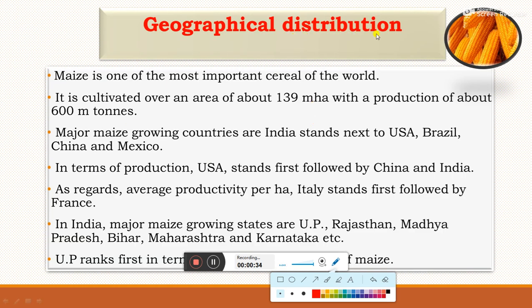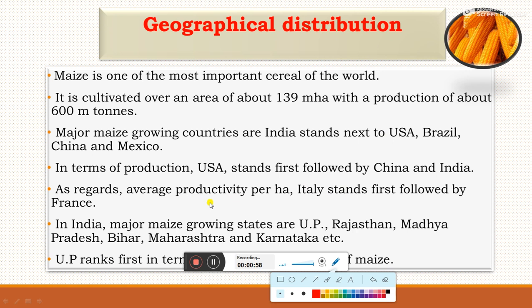Next one, the geographical distribution of maize. That is, maize is one of the most important cereal crops of the world, and it is cultivated over an area of 139 million hectares with the production of about 600 million tons. Major maize growing countries are USA, Brazil, China, and Mexico, and India stands next to them. In terms of production, USA stands first, followed by China and India.